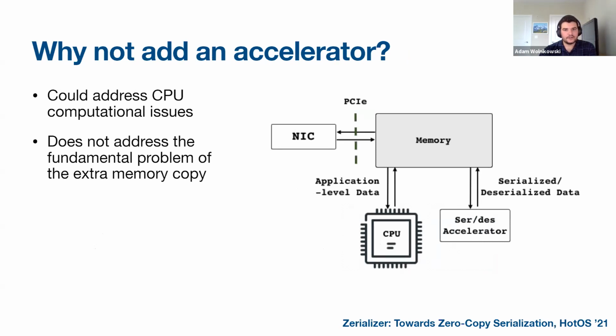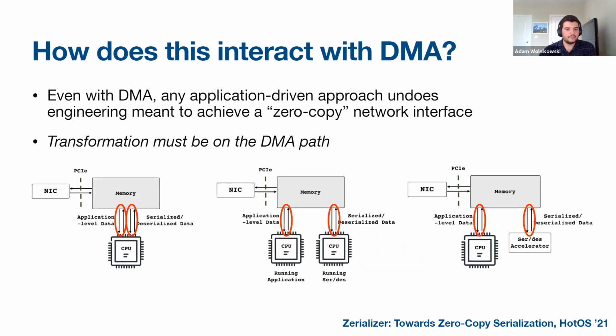Similarly, you could add an accelerator. This could solve the problems of CPUs not being well suited for the bit level encoding and the dependency chains. And it addresses the computational needs there, but it still does not address that fundamental extra memory copy. You're still traveling to both the accelerator and the CPU domain. So with all this in mind, we conclude that the transformation must be on the DMA path.